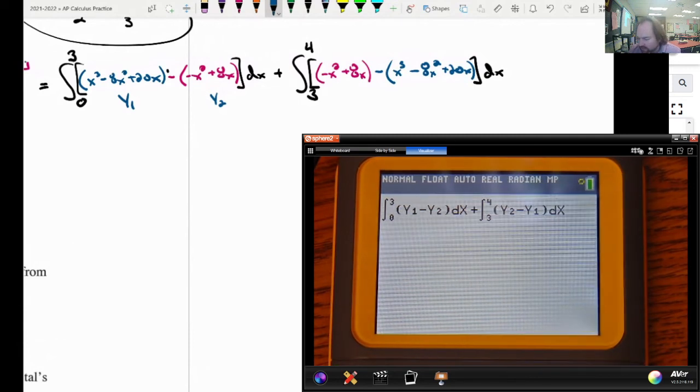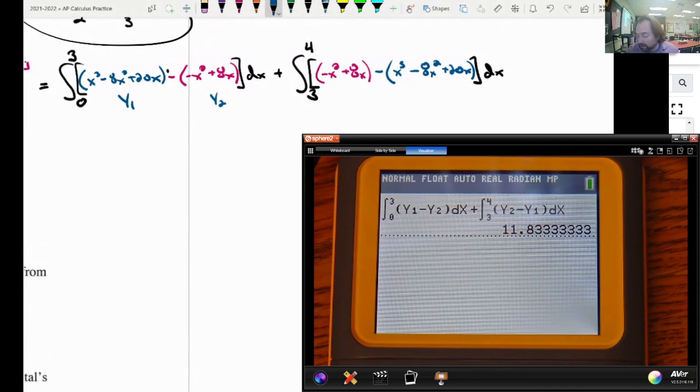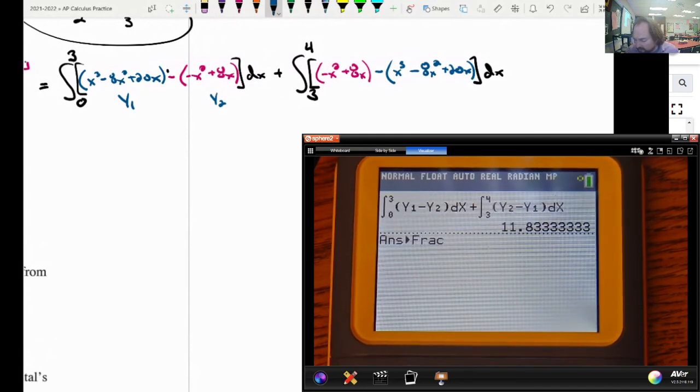And push enter, and it will tell us an answer that's actually, again, like I said, you could do this without a calculator, and it actually would be kind of a nice fraction. It's going to be 71 over 6, which is equal to 11.83 repeating. Yikes. Again, we said from the beginning we're going to let the calculator handle all of the heavy lifting on this problem, so that is the answer to the question.